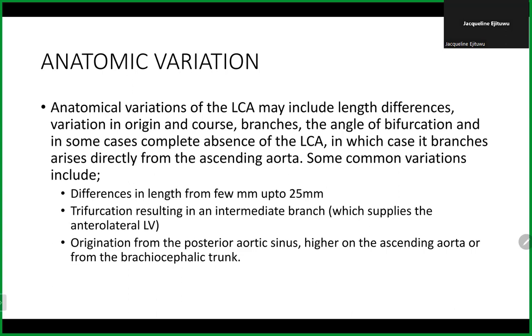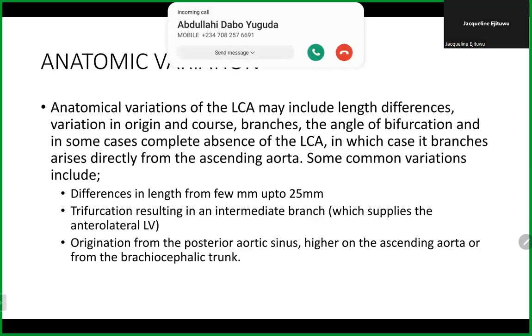So we've discussed the trifurcation, in which we have the artery intermedius instead of just two branches of the left coronary artery. Then it may also originate from the posterior aortic sinus, which, as we've mentioned earlier, doesn't give rise to any coronary vessel. It may also originate higher from the ascending aorta or from the brachiocephalic trunk. So these are the variations that may be seen in left coronary artery anatomy. Next slide, please.